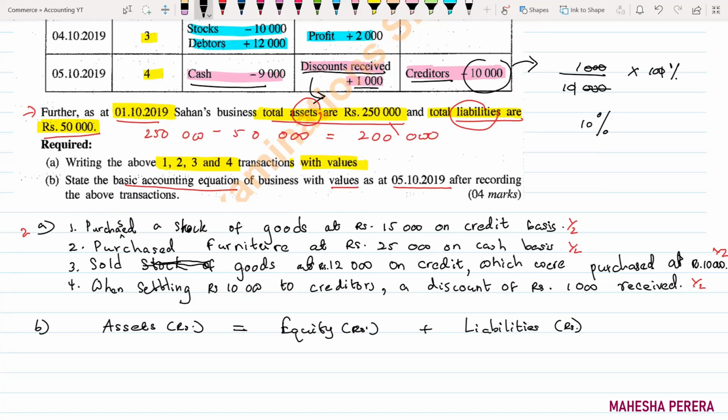Okay, right. So first what I do is I mention the opening balances of each element, right? So we can put the date to mention the opening balances. So as at 1st of October 2019, assets opening balance is 250,000 rupees, right? And equity balance is we found by deducting liabilities from the assets, it's 200,000.